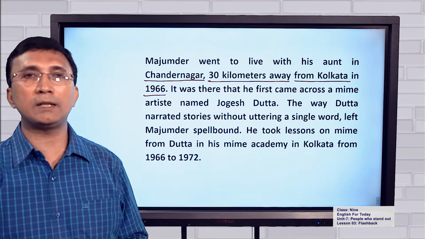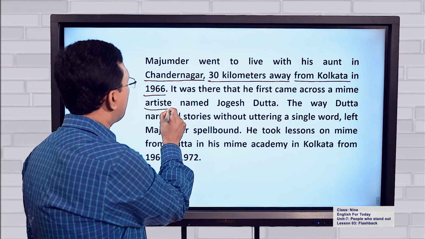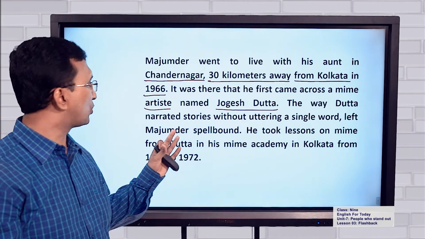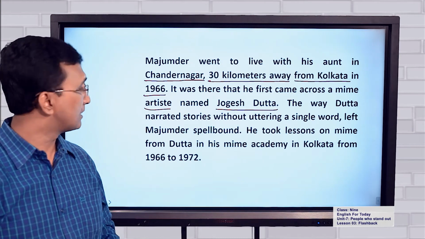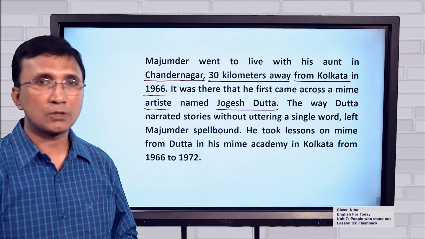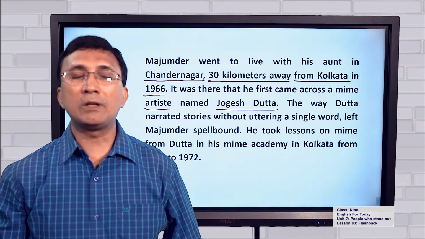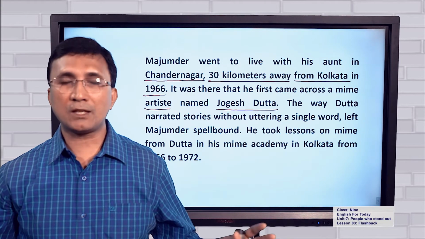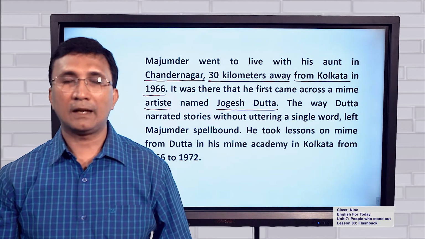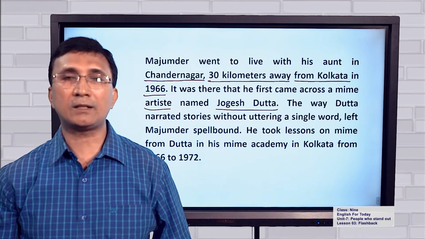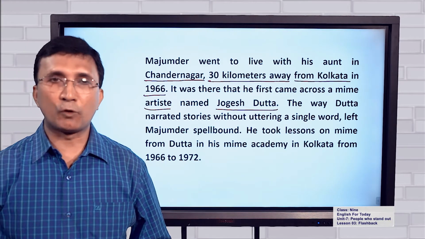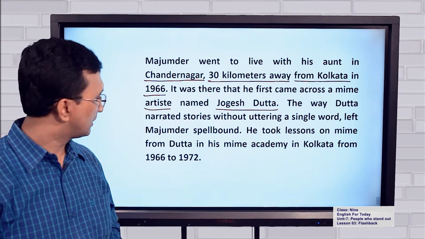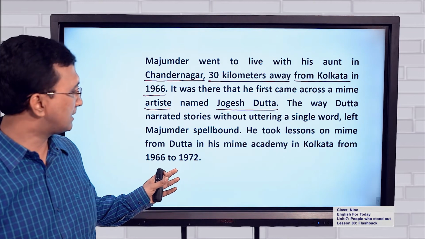Then, what incident actually inspired him to learn mime? The artist named Jogesh Datta. How? Here we have the idea. The way Datta narrated stories without uttering a single word left Majumdar spellbound. So, we also came to learn that without speaking, only by using gestures, we can communicate, and some people can be attracted, spellbound. Another very important information, when did he take training from Jogesh Datta? It is from 1966 to 1972.